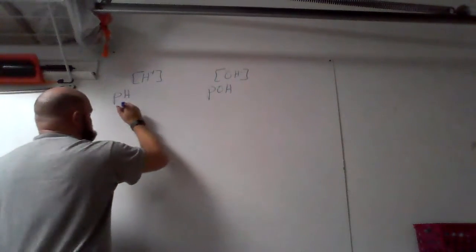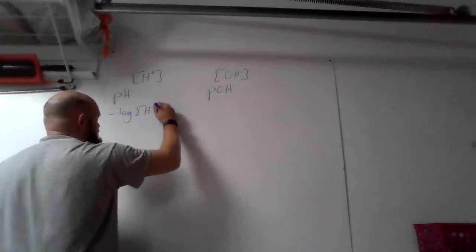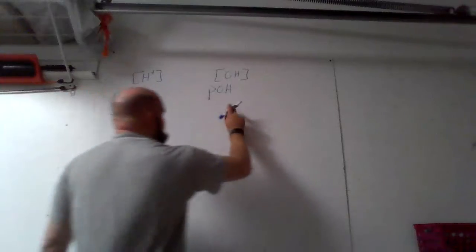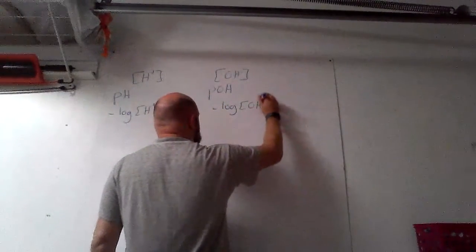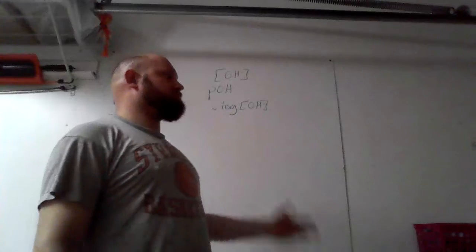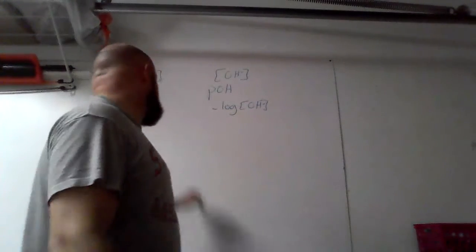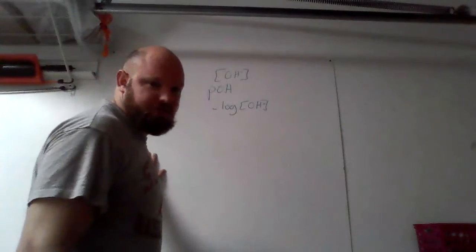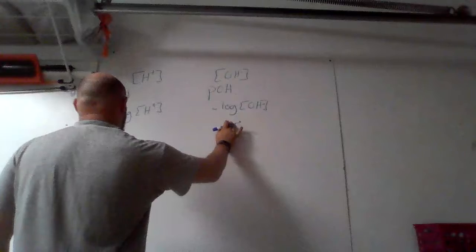So to find that, we do negative log of either our hydrogen concentration, if we're looking for pH, or if we're looking for pOH, the negative log of hydroxide. So what that means is you plug in the number you see. You can plug in the actual number like 0.001 or 1 times 10 to the negative third. Doesn't matter which one. It's going to give you a pH. Okay? So we plug that in.